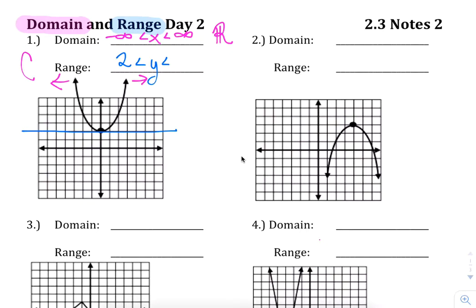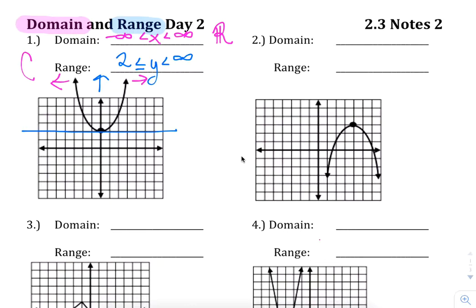Can I be equal to 2? Yes, because there's a circle there. Closed circle. It touched that line. How far up does it go? Well, I have arrows going up on both sides, which means we are going to positive infinity. Can't be equal to infinities, so that means we are done with problem 1.